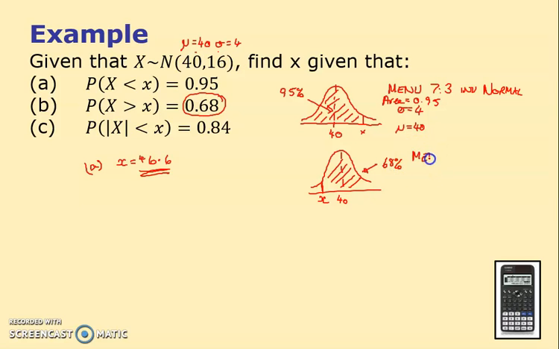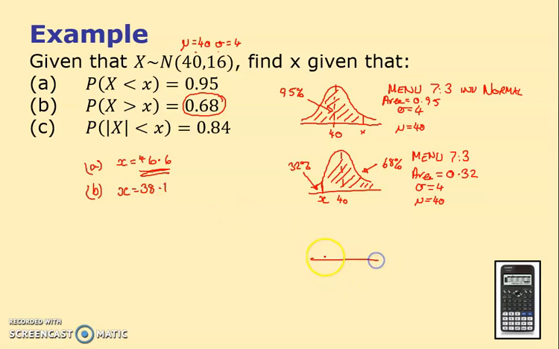So what do I do? I do menu 7.3 again. It's always going to be this. Now this is the bit which is different here because this is 68% is more than some value. I need this one. It's always the lower than value. And if that's 68%, this is 32%. So I'm going to write area equals 0.32. The other two bits are the same. My sigma is 4 and my mu is 40. So let's go with that. So I've got 0.32 this time. Everything else is the same. I get 38.1. So B, I've got x is 38.1, yes.